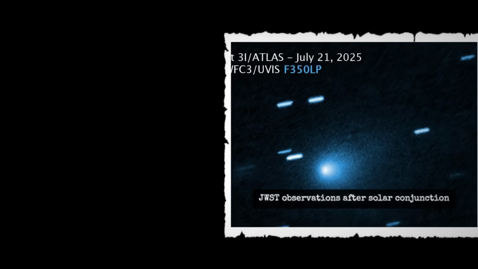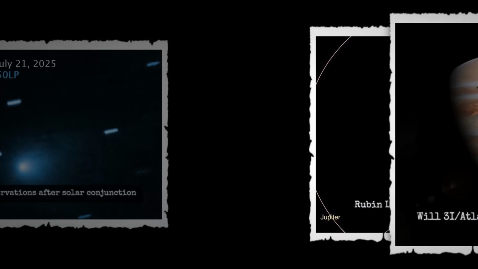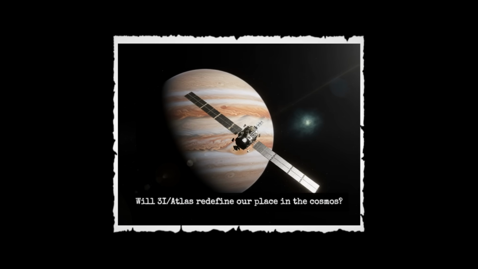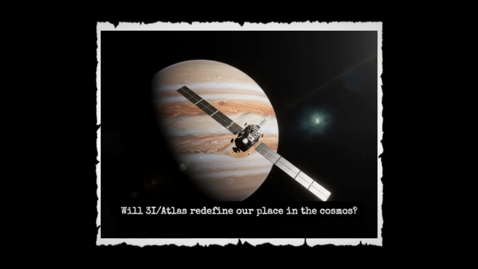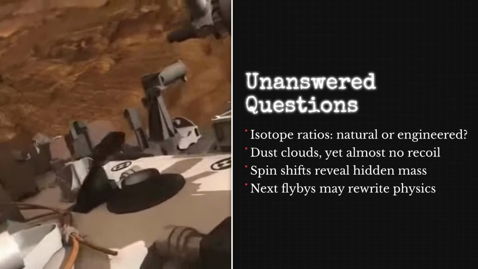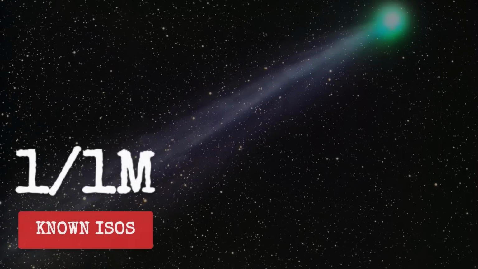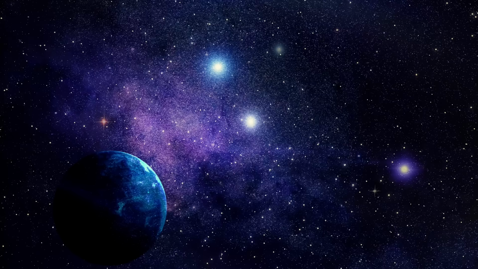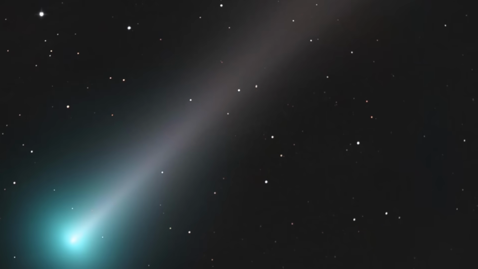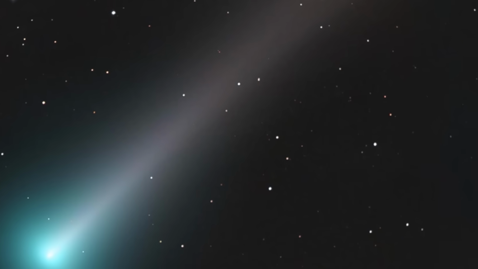Scheduled flybys, Mars Express and ExoMars TGO in October 2025, JWST and Rubin after solar conjunction, and a possible Juno encounter at Jupiter will deliver the decisive data. Isotope ratios, dust output, and spin changes. To date, fewer than 1 in a million known interstellar objects match 3I/Atlas's mass. The coming months will test every theory on the table. For now, the evidence leaves one fact clear. 3I/Atlas is unlike anything seen before, and its true nature remains an open question.